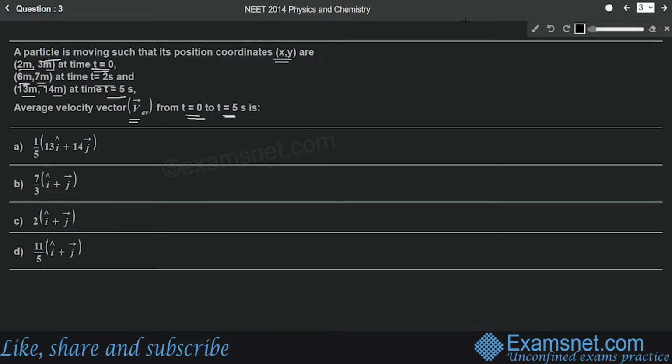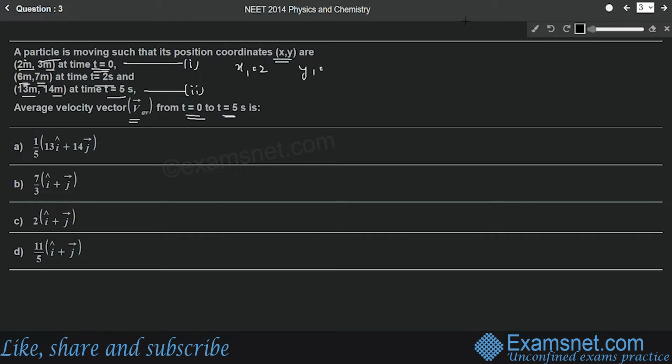That means we have to consider these two, the first one and the second one, that means t equals 0 and t equals 5 seconds. Only these two can be considered to solve this question. From the first one, it is clear that the value of x is 2 meter and the value of y is 3 meter. So let's say that x1 is 2 and y1 is 3.